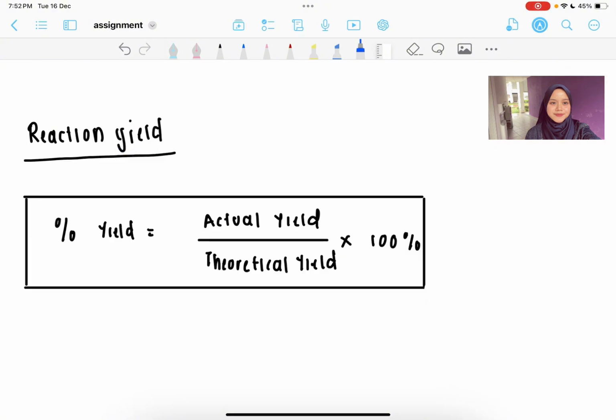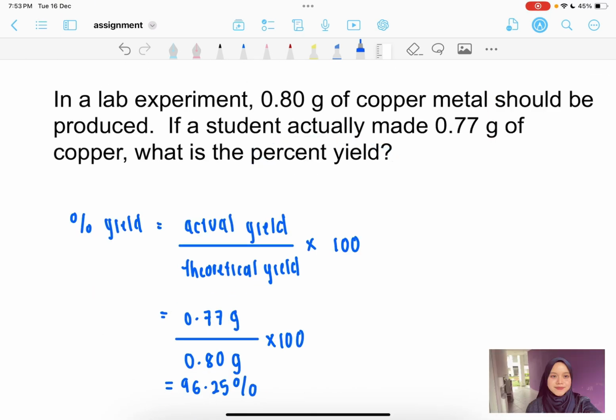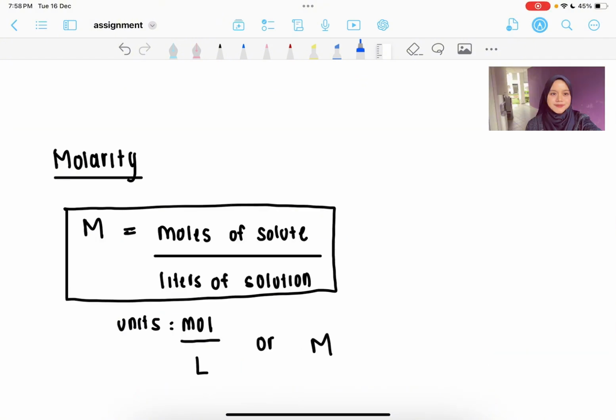Reaction yield. To find reaction yield, we need to use the formula actual yield divided by theoretical yield multiply 100. So 0.77 gram multiply 100 divided by 0.80 gram. So the answer is 96.25%. So molarity. To find molarity, we need to use the formula moles of solute divided by liter of solution.